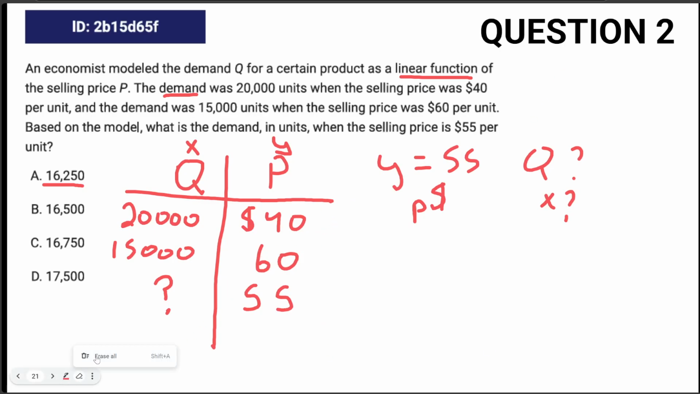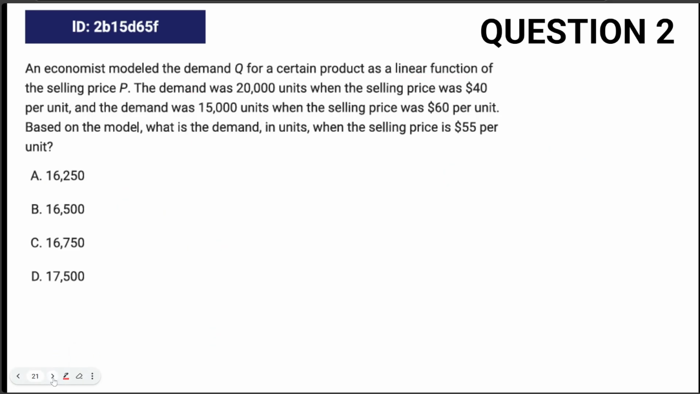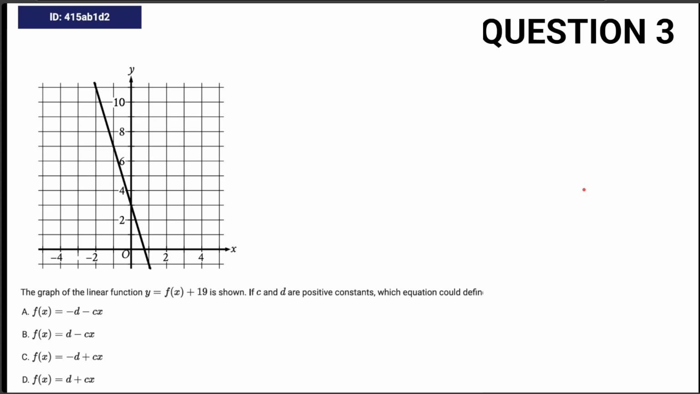Now, moving on to the next question. This here is a graph question. I'll give you a few seconds. 3, 2, 1. Okay. The graph of the linear function f is shown. C and D are positive constants. Which equation could define f of x? Just got cut off there, but you can tell down here. Now this equation is not f of x, it's y equals f of x plus 19.